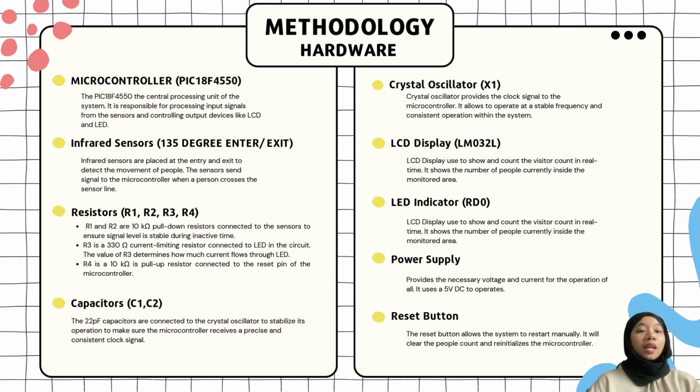Next, we have the infrared sensor. It is placed strategically at the entry and the exit points. This sensor detects a person's movement and sends signals to the microcontroller.